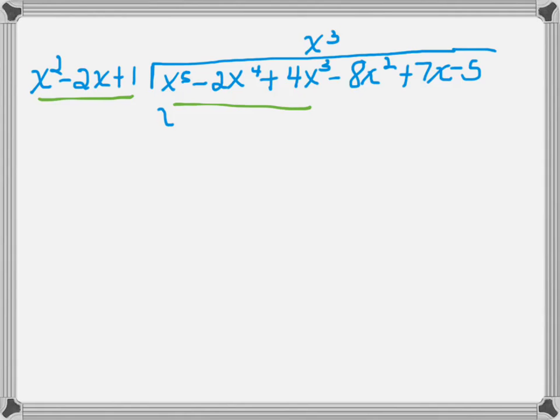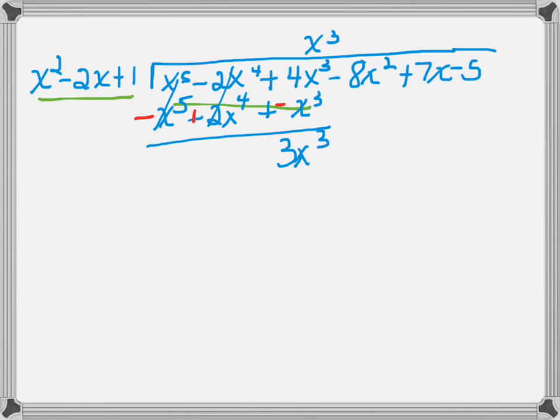x cubed times x squared is x to the 5th. Then x cubed times negative 2x is negative 2x to the 4th. And then x cubed times 1 is positive x cubed. We're going to change our signs and add. The x to the 5th would cancel. The 2x to the 4th cancel. And then we get positive 4x to the 3rd minus x to the 3rd, which gives us 3x to the 3rd. Now we have three terms that we're dividing by, so we have to have three terms to divide into.